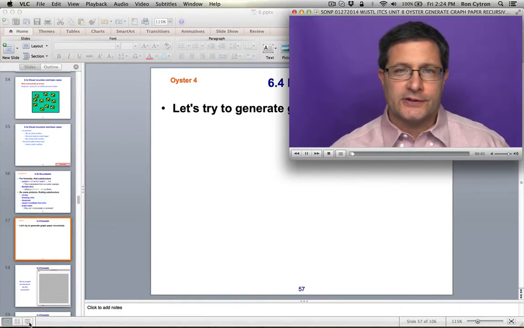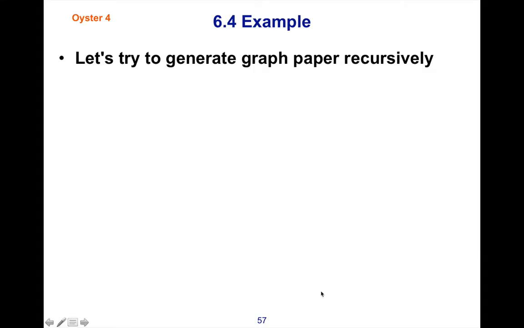The examples we've seen so far have been fairly mathematical, but some of the most interesting examples involving recursion are actually visual. And so let's take a look at how we would generate the graph paper you see here in a recursive kind of way. So how do we view this recursively?